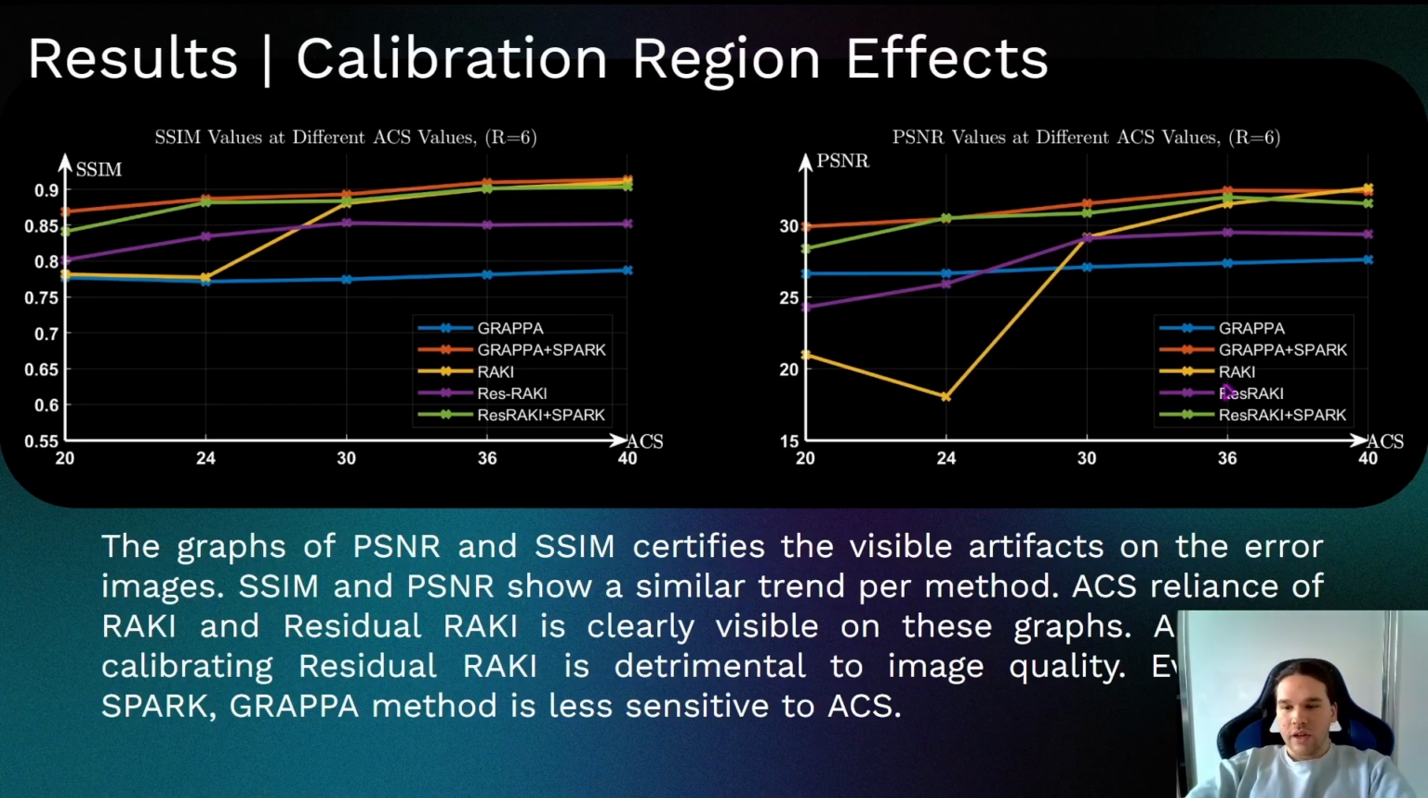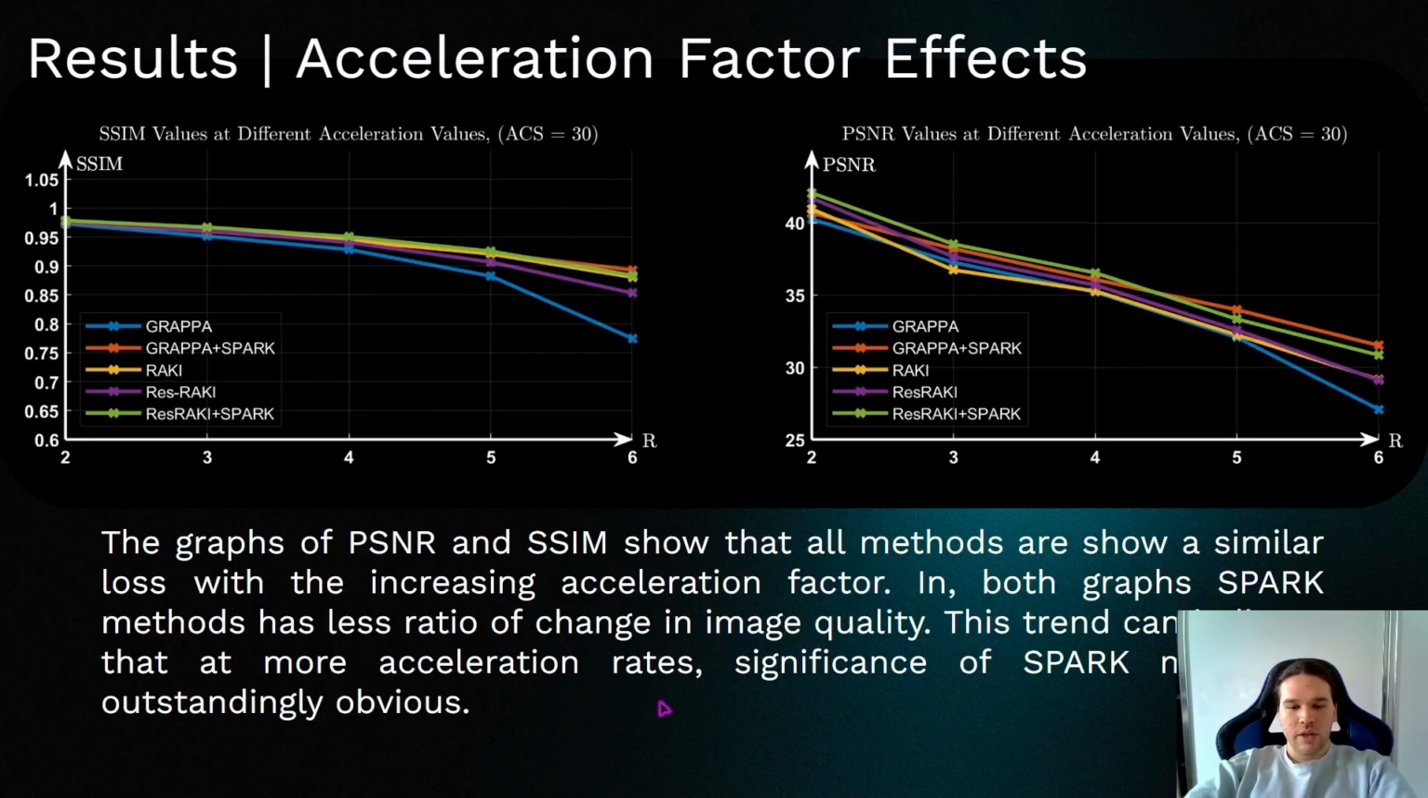We can see that Raku and residual Raku are really affected by low calibration region sizes, and we can see Spark-based methods outperform the other methods consistently. This is again the case where we look at acceleration factors. We can see Spark-based methods outperforming the others, but we see a general downward trend with respect to acceleration values. But this is not the only criteria.